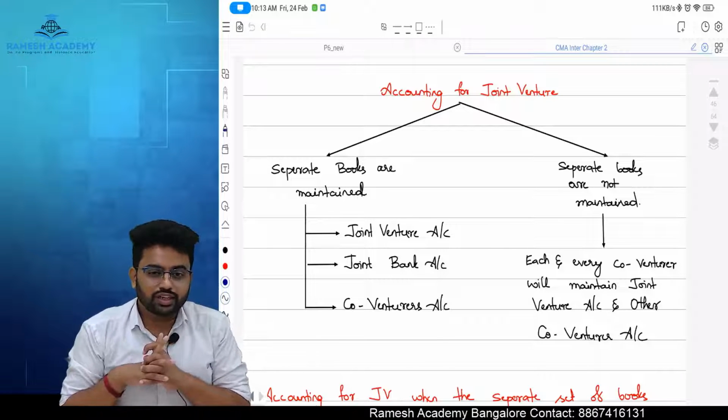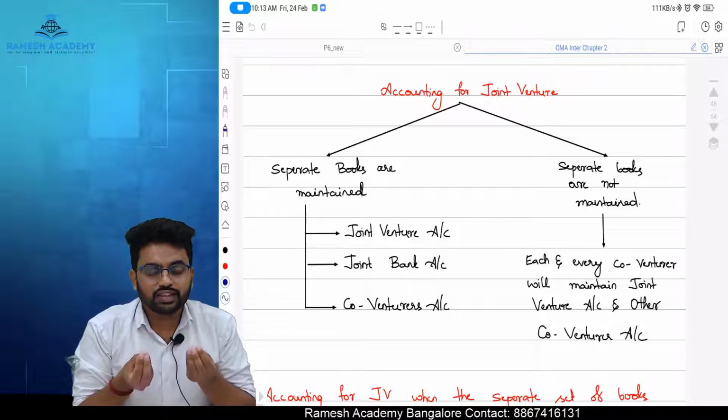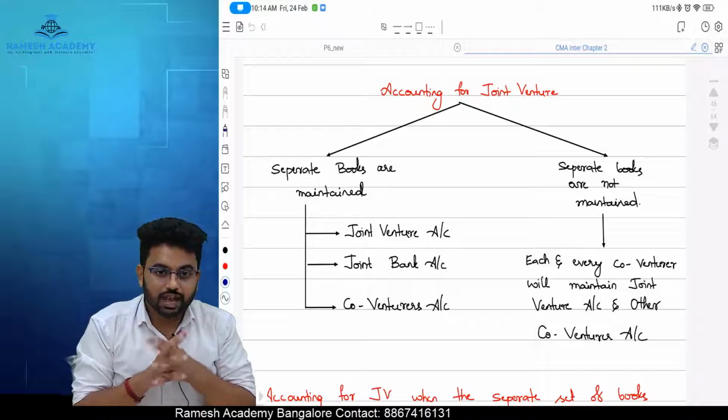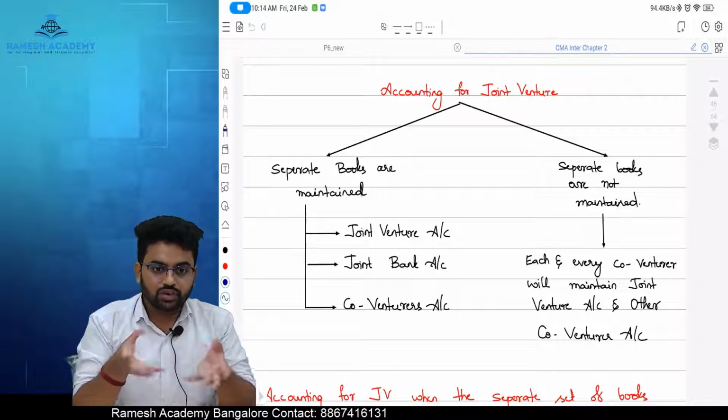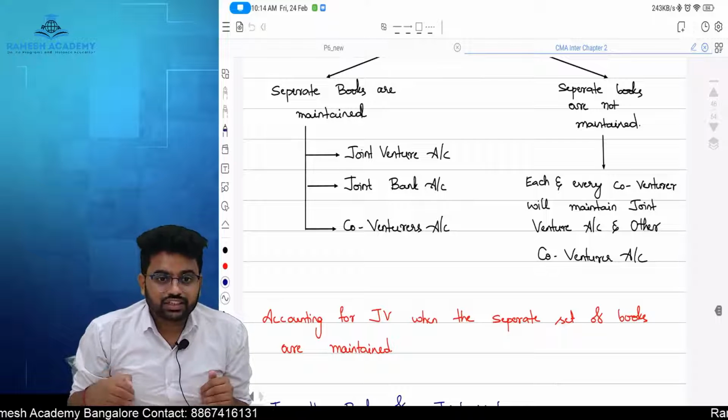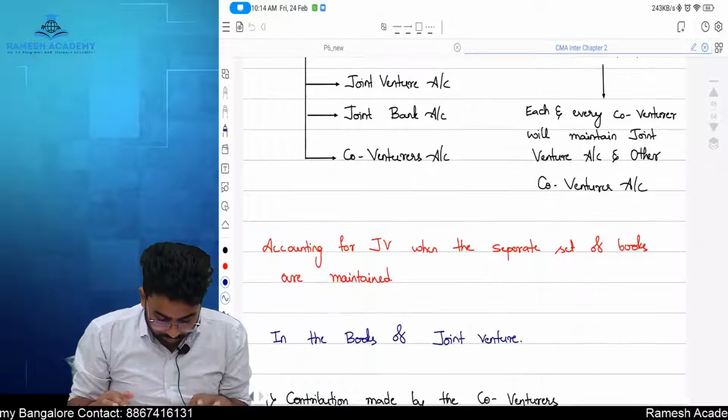Next one is co-venture account. Co-venture account is same like your partner's capital account, because they are the owners of the joint venture. Now, in the first set, let's see how the journal entries will be there.